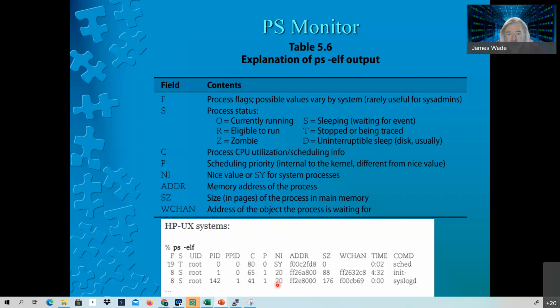Because it went from, no, I wonder what, oh, this is HP-UX. That's why. It goes 0 to 39. So it's not the highest. And then the memory address of the process, where in memory that process is running, the size in pages of the main memory, and then the address the process is waiting for, and then, of course, the command itself.